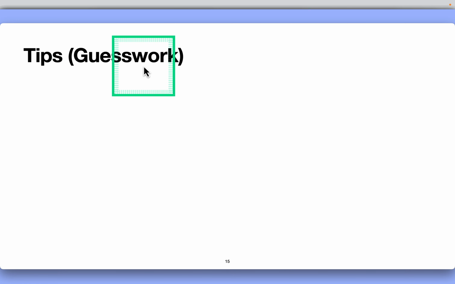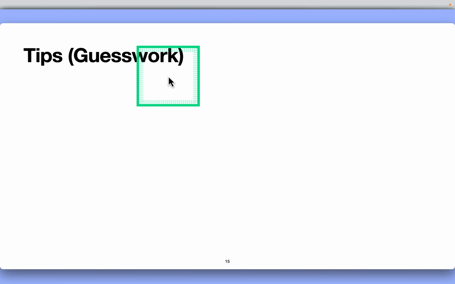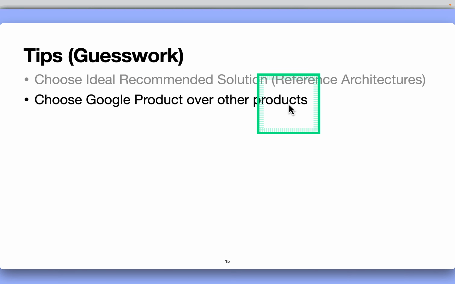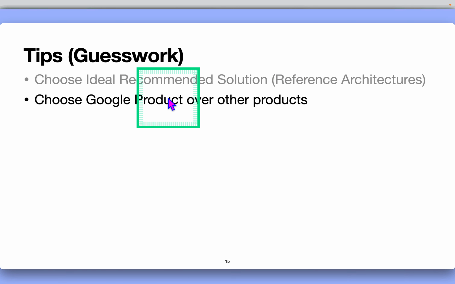Okay, now tips for guesswork. This is the last resort, in case you are not sure and you have gone through marking for review and all those things, but still you are at the end. Then choose the ideal recommended solution. So basically follow the reference architectures when you want to do guesswork. Choose Google products over other products. Of course, this is a Google exam, so they would like to market their own products over other products. So go with that. And if there's some on-premises or open source solution, avoid that. This is guesswork, the last resort.